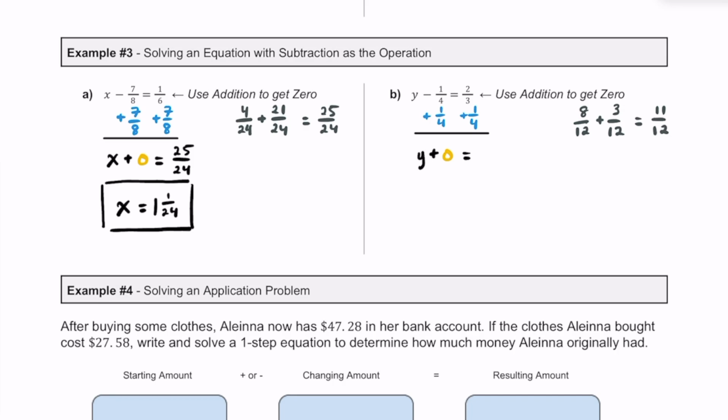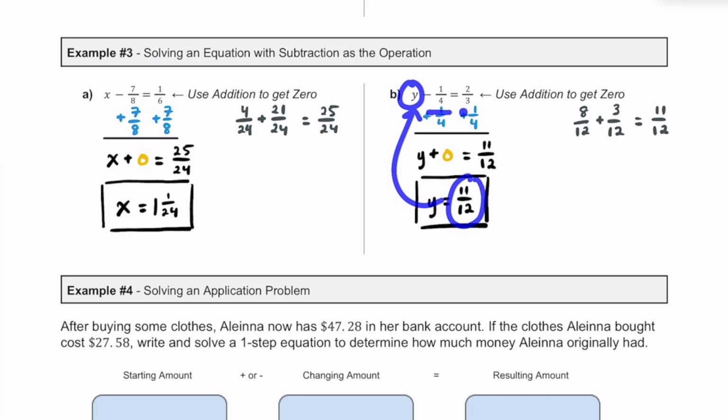All right, so if you go ahead and add 2/3 plus 1/4, after you get common denominators, you'll find out it's going to be 11/12. Now, what's y plus 0 the same thing as? That's just y, using the identity property of addition. So y is equal to 11/12. And again, while we're not doing it right now, you can go ahead and take this 11/12, substitute it in for y. If you do 11/12 minus 1/4, I promise it's equal to 2/3.